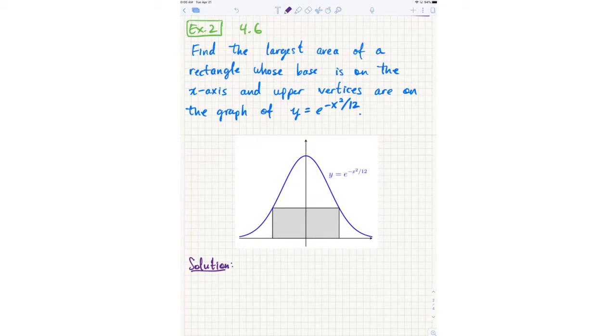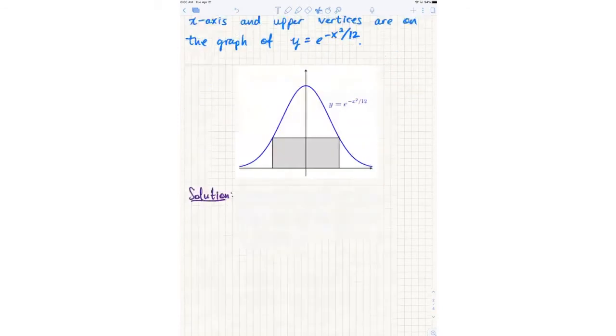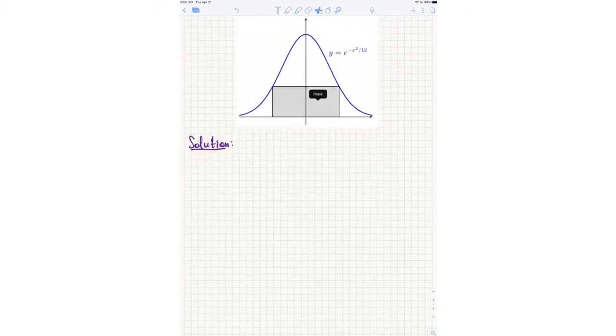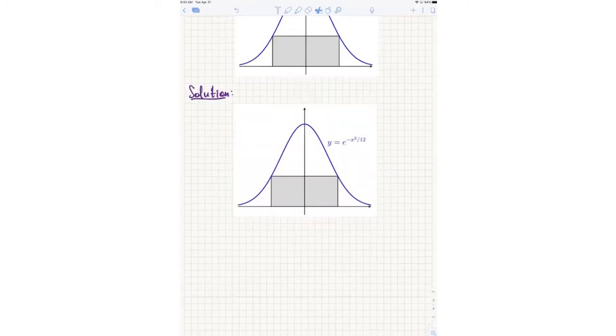All right, so who wants to explain how we start with this then? We need to find our objective function and our constraint equation. Okay, so let's do exactly that. Want to mark this up. Let's get a copy of that.